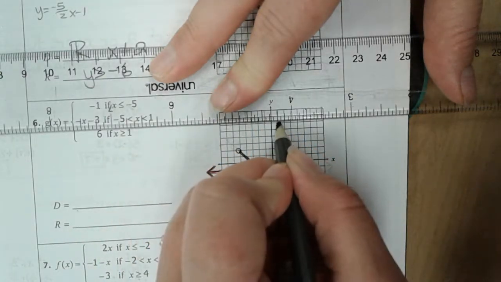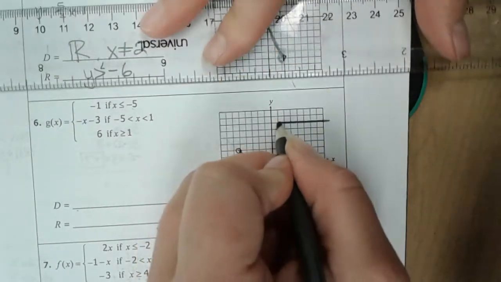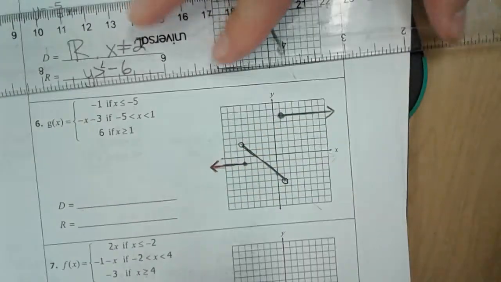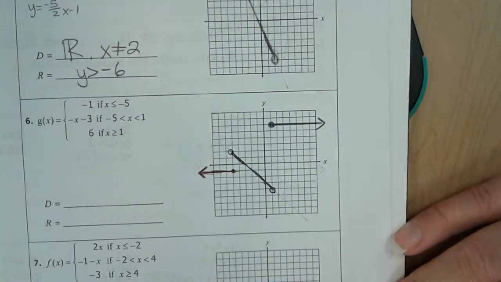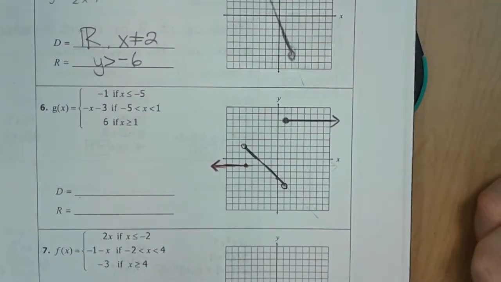So we come on this line, we start at 1, and we go out this way. And we're including 1 because we said greater than or equal to. So we want to keep that part of the line. We don't need the line on this side because this is a piecewise function. We only need the piece that we want.